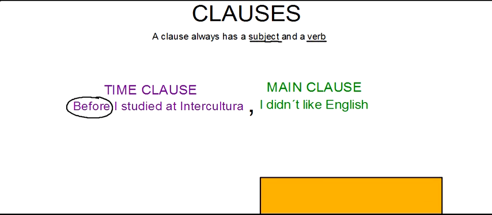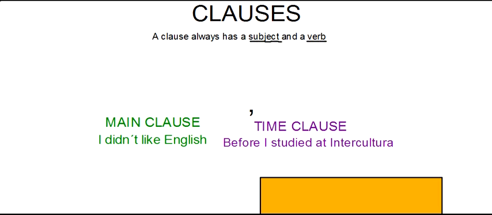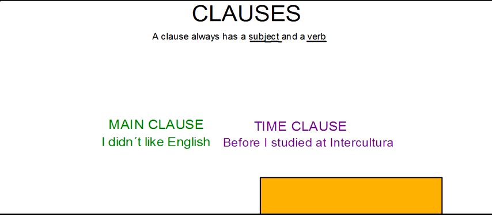Now, something to look at is we can change the order of our main clause and our time clause. Right. So if I just do something like this, okay, now I don't need the comma anymore. And now it reads like this. I didn't like English before I studied at Untitled. So I can use my main clause first and then my time clause, and that's okay. So this is what we're looking at today, is our clauses.